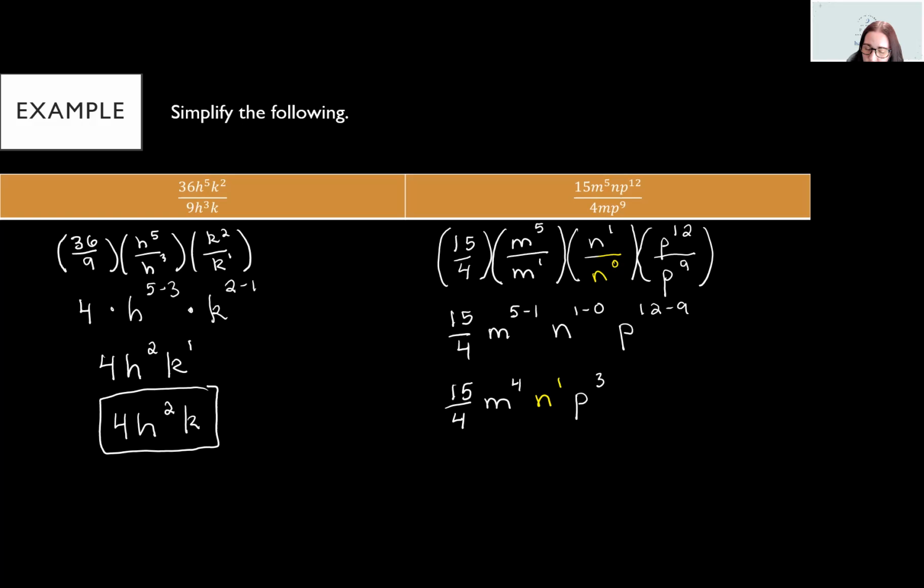But the other thing you can do instead of writing n to the 0 is just to write it over 1, because there is nothing on the bottom. So you could write it that way, or you can just write it as n to the 1, because that's all you have on top. But I wrote it as n to the 0 just so you can see how it's basically the same rule as everything else we're doing. You're taking this fraction, you're breaking it apart. It just keeps it nice and organized.